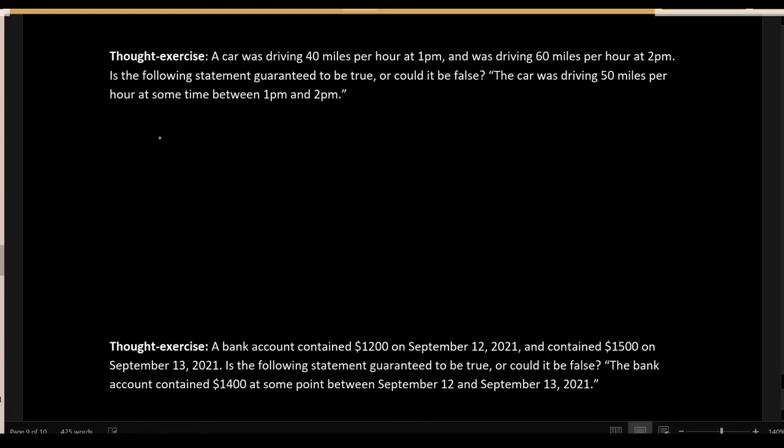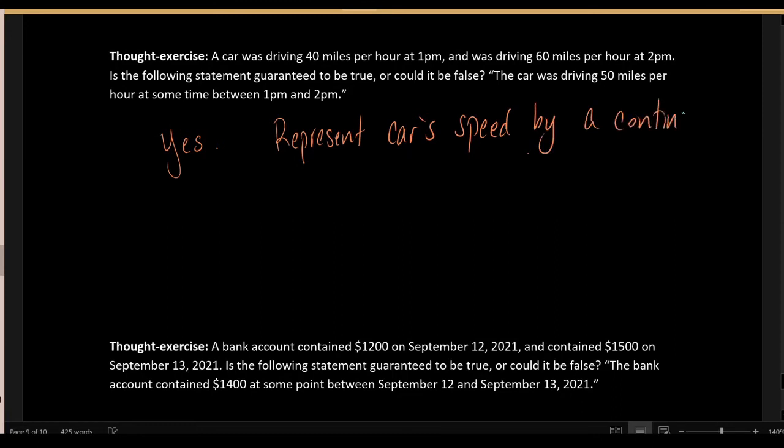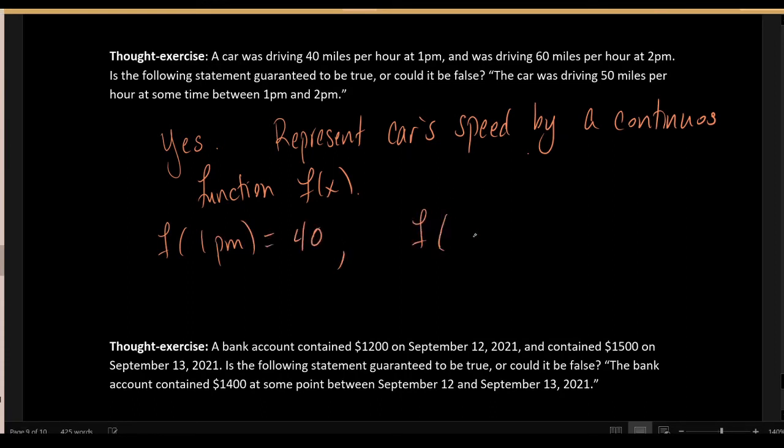I'm going to say the answer to this question is yes. We could represent the car's speed by a continuous function of x. Why would speed be continuous? Because a car's speed cannot suddenly change from 20 miles per hour to 70 miles per hour. A physical car has to smoothly accelerate from one speed to another. What we found is that the speed at 1 p.m. was equal to 40 miles per hour, and the speed at 2 p.m. was 60 miles per hour.